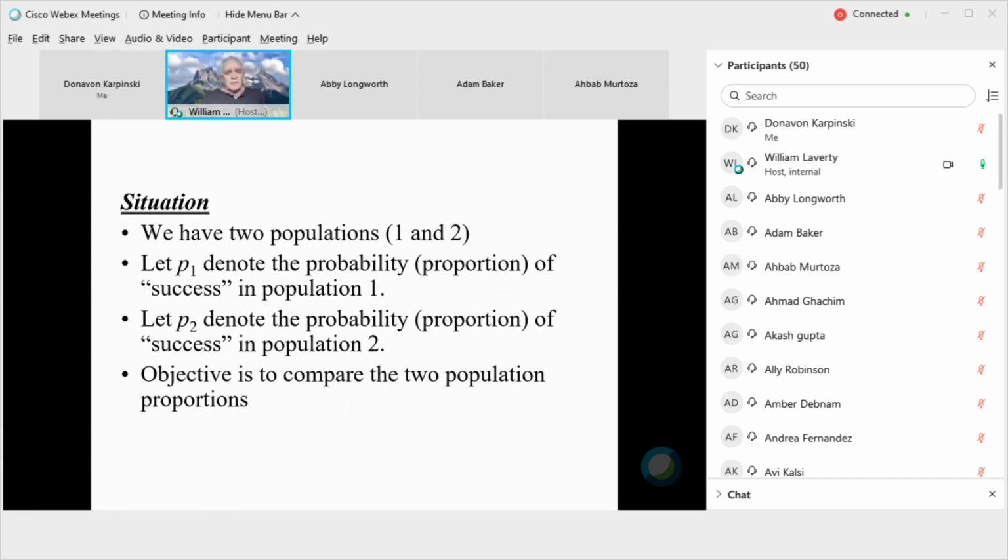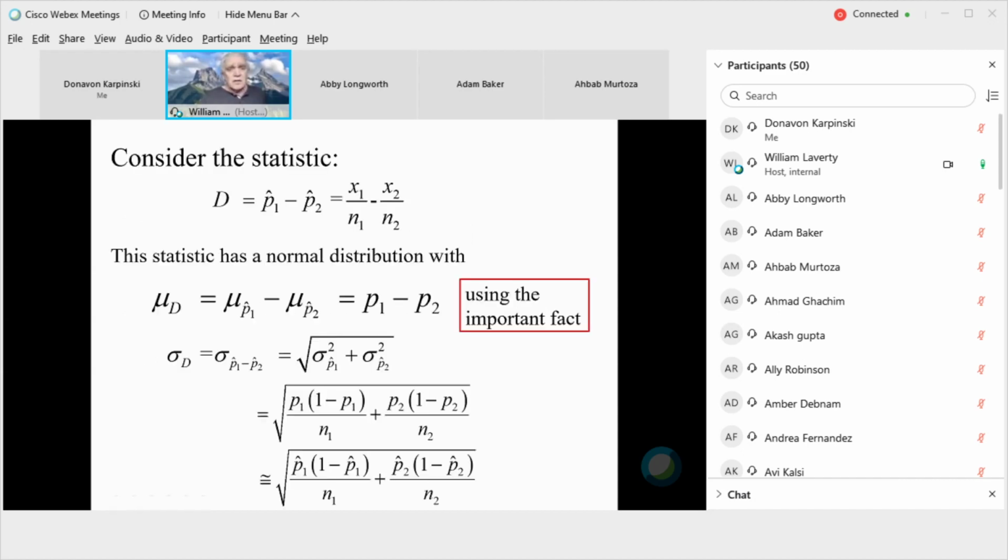Comparing proportions. So we have two populations, 1 and 2. P1 is the proportion in population 1. P2 is the proportion in population 2. And the objective is to compare the two proportions. Are the two proportions equal or are they different? Is one bigger than the other? The test statistic uses the two sample proportions, P1 hat and P2 hat. They're both estimating P1 and P2. That will have a normal distribution using the fact that I said before. The mean will be equal to the mean of P1 hat minus the mean of P2 hat, P1 minus P2. So that difference will be estimating the difference in the two proportions.